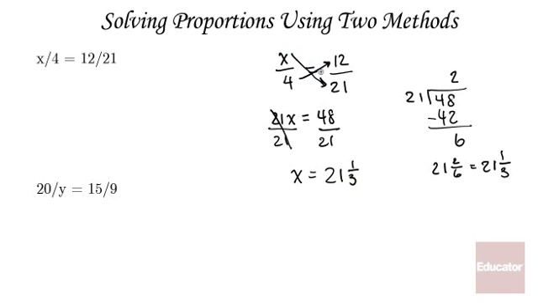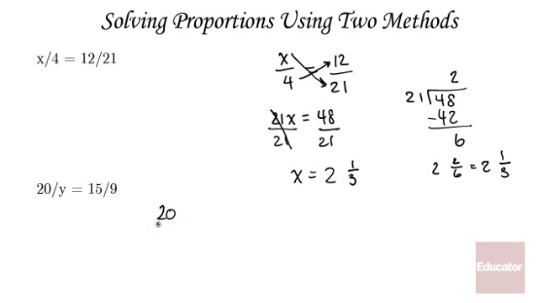Let's check that. So the cross product is x times 21, 21x, and 4 times 12 is 48. And then to solve for x, we divide both sides by 21. Oh, this is 2. Sorry about that. I knew it looked a little bit too big there. It would be 2 and 1/3. Which makes sense because if we come back to our original proportion, 12 is a little more than half of 21, and 2 and 1/3 is a little more than half of 4. So that makes more sense there.